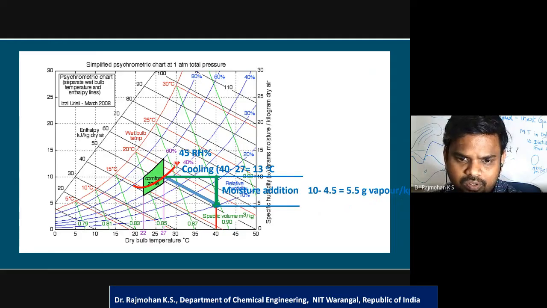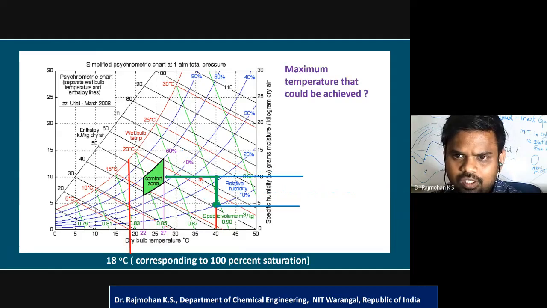So how do we get RH? If you draw imaginarily, you have to draw a line here where it touches this 27 degrees Celsius line, parallel to this line. So that is what we get.